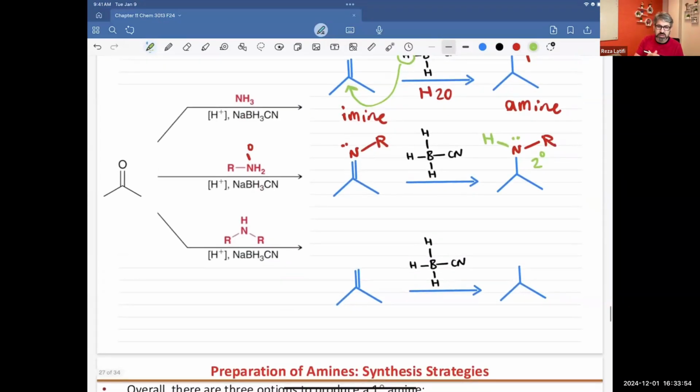And if I use a secondary amine, I will get this nitrogen attached to R, another R. This nitrogen will have a positive charge. So now we have a positive charge. If we use reducing agent plus acidic solution like H2O, I will get this. I get N attached to two R's. And we had an alkyl group from the beginning. So nitrogen was attached to carbon through a double bond. So now our nitrogen is attached to three carbons, and that's going to give us a tertiary amine.